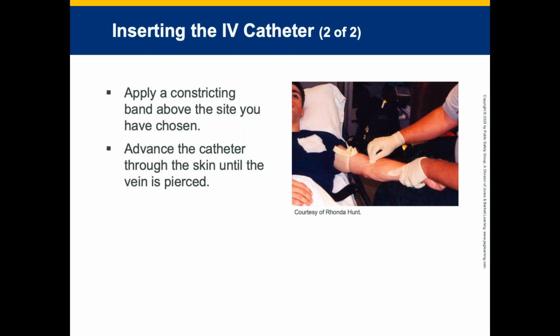If for some reason you can't find a constricting band, you can also use a blood pressure cuff and inflate it tight enough so that the veins actually pop out. Surgical tubing also works. You can also tie gloves around someone's arm as well, if that's all you have.